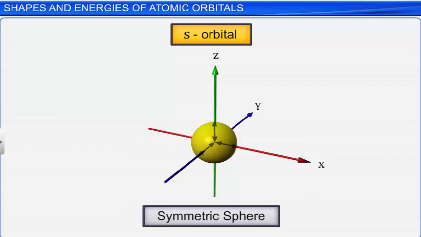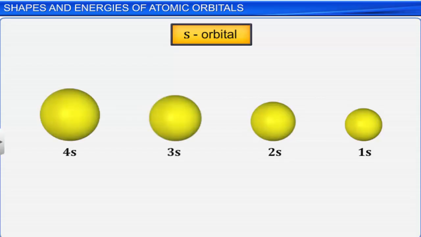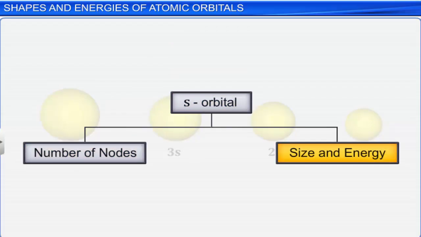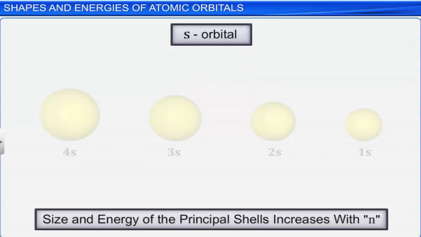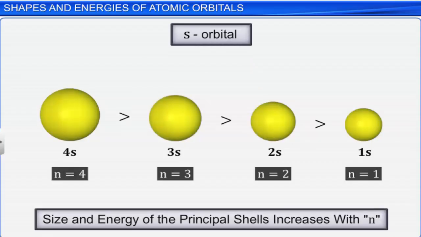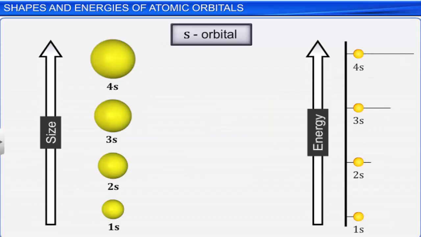Note that, although all s orbitals are symmetrically spherical, the shapes of the s orbitals belonging to different principal shells differ in two aspects: 1. The number of nodes, and 2. Size and energy. As the size and energy of the principal shells increases with increase in the value of n, their orbitals also follow the same trend. For example, the size and energy of 4s is greater than 3s, followed by 2s, and then 1s.